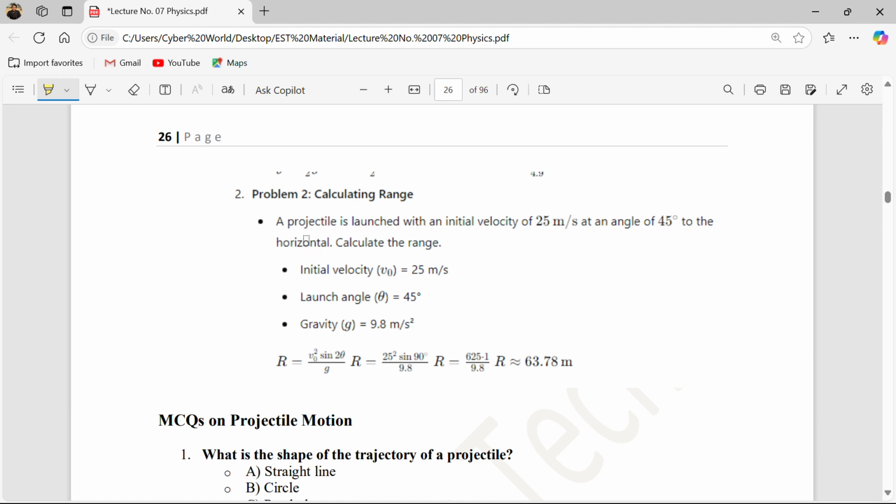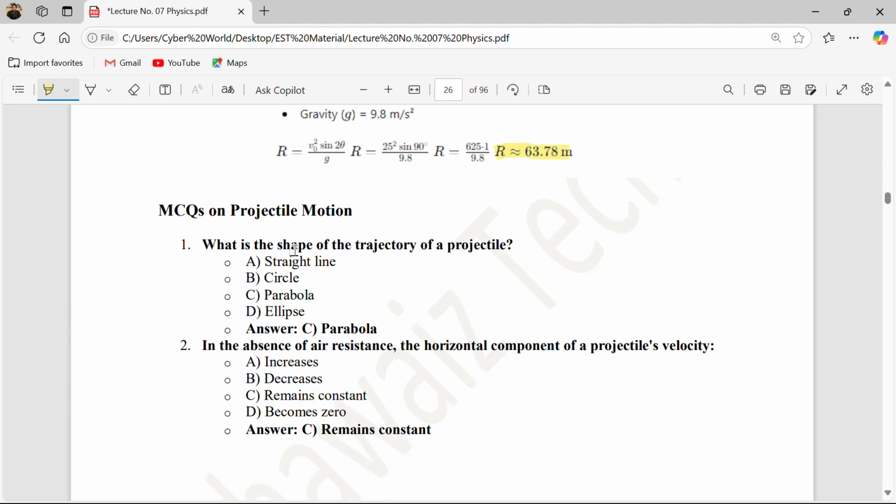Now how can you calculate the range? A projectile is launched with an initial velocity of 25 meters per second, and the angle is also given, which is 45 degrees to the horizontal. Calculate the range. You know the formula of range, very important, very easy: R equals v naught squared sine of 2 theta divided by g. Putting in the value of initial velocity and theta, and g remains constant at 9.8, you will get the range value, which is 63.78 meters.